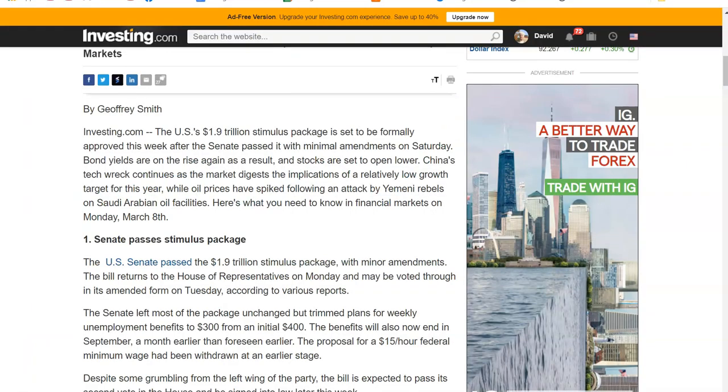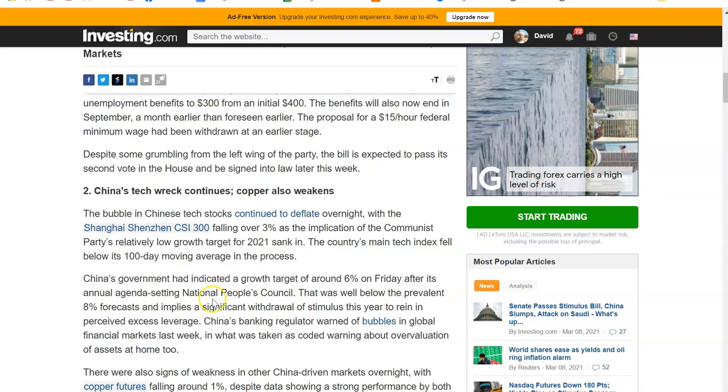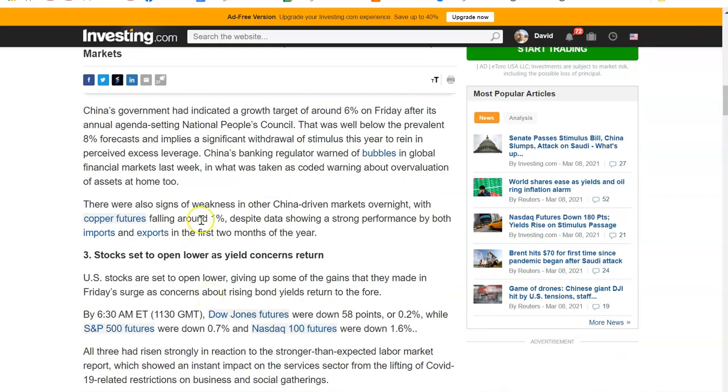Looking at investing.com, the news of the day, and this is a very good summary, by the way. News of the day is that the Senate passed a stimulus package over the weekend. They trimmed off some of the stimulus check amounts. China is continuing a downturn. They're going to have sluggish growth this year. And I don't think America is going to be buying as much of China's goods this year.